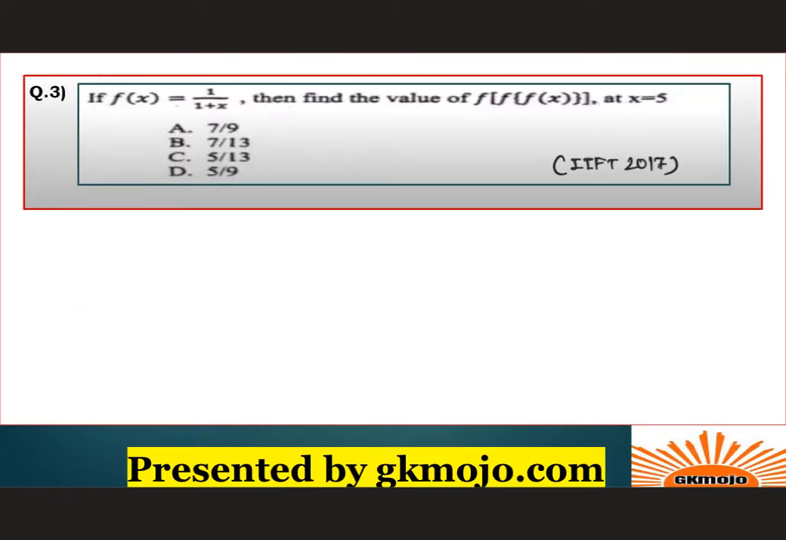Let us have a look at question number 3. Another very important question with respect to IIFT, and you will see a definite question on this topic. Functions. And usually the question is of this type only, like I have taken over here. If f of x is equal to 1 upon 1 plus x, then find the value of f of f of f of x, alright? And they have asked it at x is equal to 5.